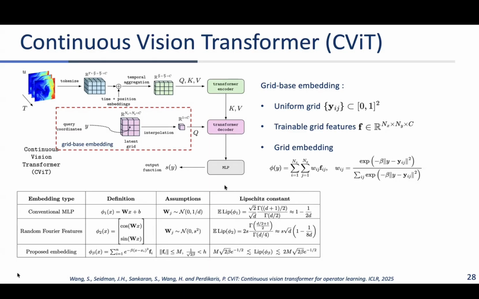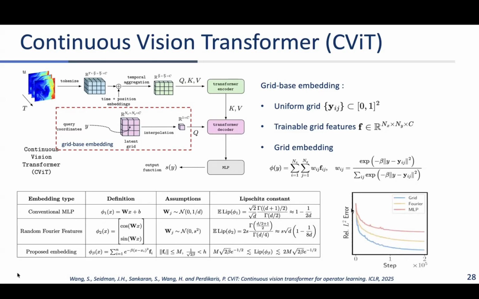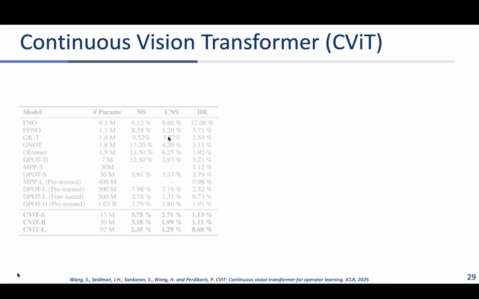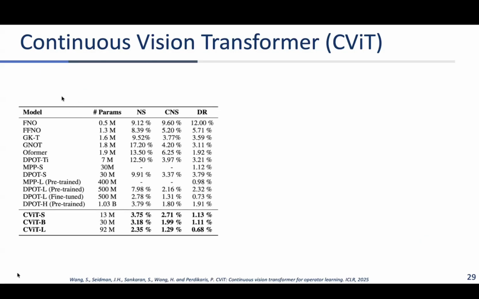We further did an ablation study on those embeddings, as you can see on the bottom right. The proposed one gave us the best error convergence during the training. In fact, we test this architecture on some standard PDE benchmarks in our community and compare it against some state-of-the-art PDE surrogates. This time our model achieves superior accuracy and highlights certain parameter efficiency.